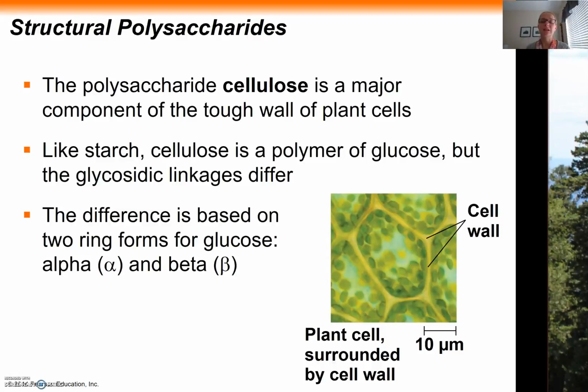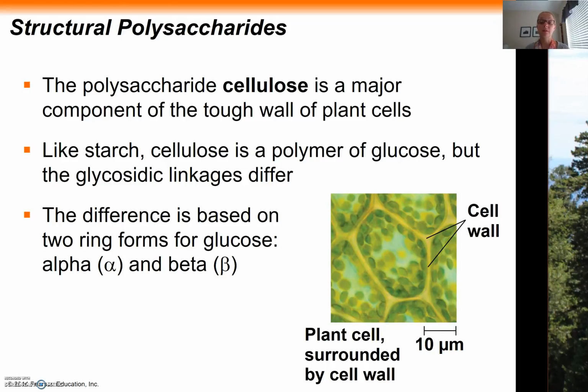Well, it comes down to those glycosidic linkages. How are the glucose molecules linked together? It's different in cellulose versus starch. And the two differences really come from the fact that glucose, when it makes that ring structure in aqueous solution, it can do so one of two different ways. It can form either the alpha ring form or the beta ring form of glucose. The starch is going to end up using the alpha ring form, and the cellulose will end up using the beta ring form. And this creates a lot of difference both in the structure of the molecule of the polysaccharide as well as the function.